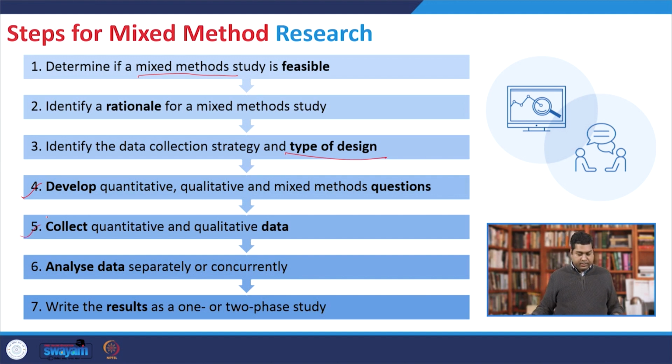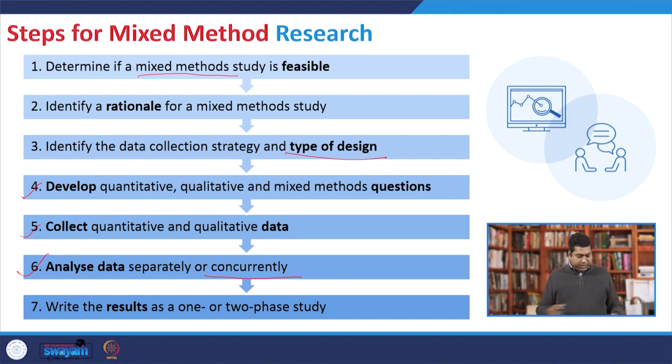The next stage is to collect the quantitative and qualitative data from the field, and after collecting the data you analyze the data separately or concurrently. We will discuss the design mix again, where for one objective you deal only with the qualitative method, and for the other objective you work with quantitative data. In such cases it may be done separately, or it may be done subsequently, where you perform those kinds of analysis as and when required.